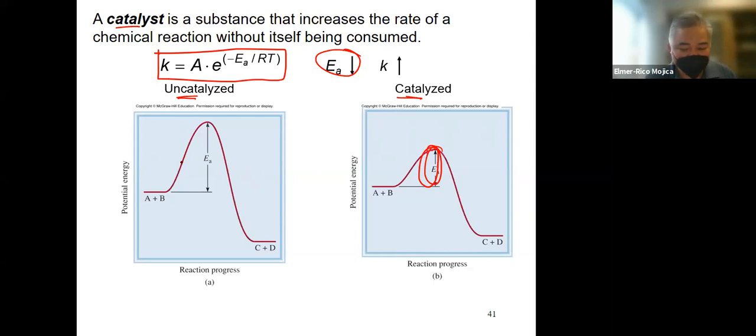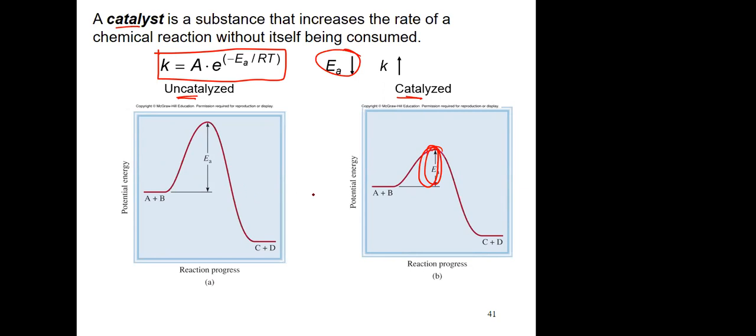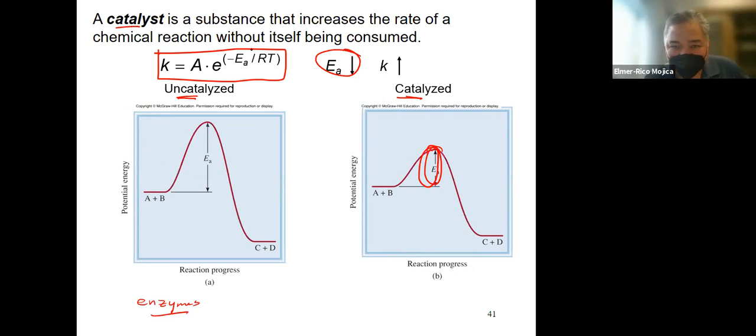Okay, so it provides an alternative pathway. It provides a different reaction mechanism. Now if you're going to look at this catalyzed reaction, they usually are faster compared to the one that is not catalyzed. And if I'm going to ask you, what's the best example of this catalyst? Can you give me the answer to that? What are known as the biological catalysts? Anyone? Enzymes? So enzymes are biological catalysts.